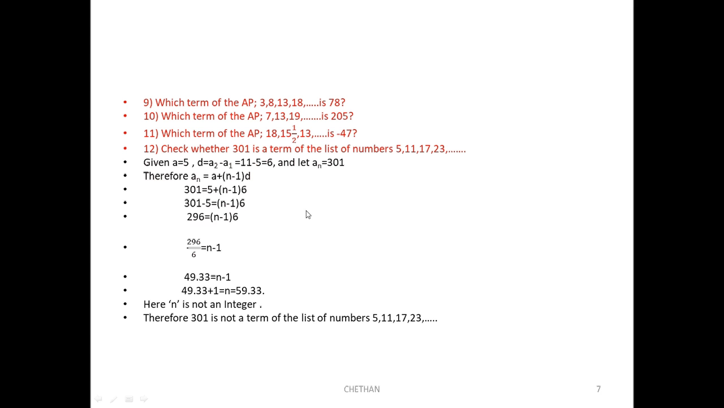Do you understand this? Yes. Move on to the next one.